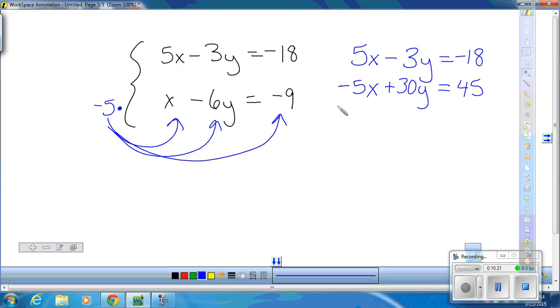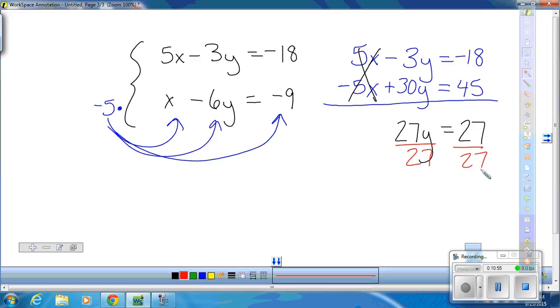So then, when I add these two, 5x and negative 5x cancels out. It eliminates. Negative 3y plus 30y is going to be 27y. Equals, stays the same. Negative 18 plus 45 is going to be 27. So this is an equation that I can now solve. I have one variable and one equation. To get the y by itself, all I have to do is divide by 27. So y is equal to 1.